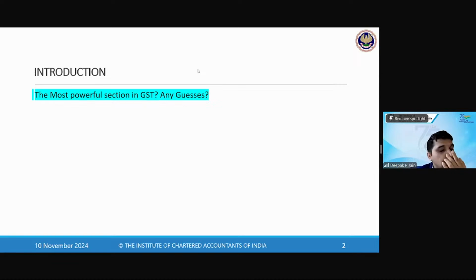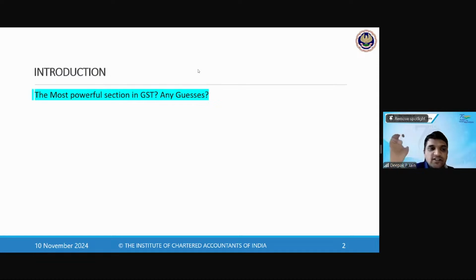शोएब ने पढ़ाई कर ली है, so he's got the correct answer. Others are just guessing it. That's good. What you're saying is also correct. According to you, that is the important section. But what answers you're giving in terms of section 7, section 16, Bhumika is saying on ITC, Swati is saying section 15 on value of supply. Correct.